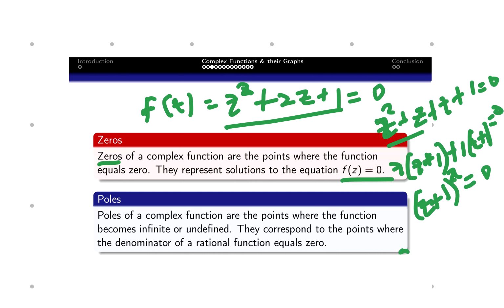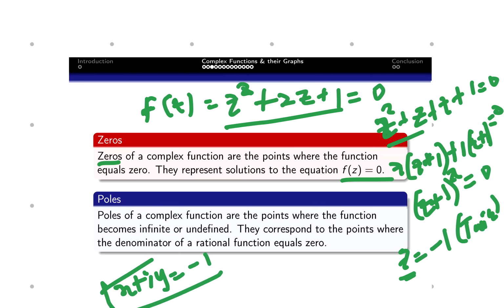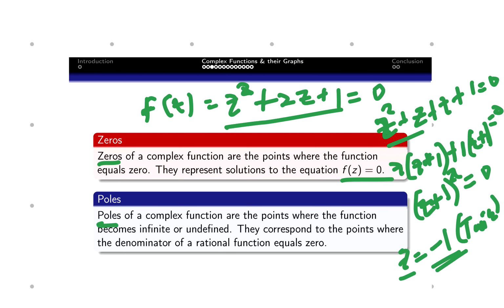If z is minus 1 twice, that means you have x plus iy equals minus 1. You can do whatever you still want to do with this, depending on the situation you find yourself in. So it means that this has finite zeros. That's two zeros. The zeros are the solutions of the function, or the roots too, if you like. Poles, on the other hand, of a complex function are the points where the function becomes infinite or undefined.